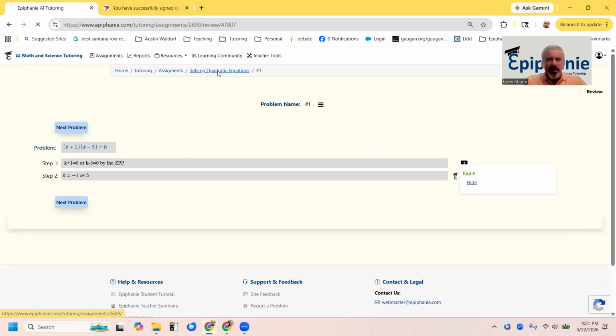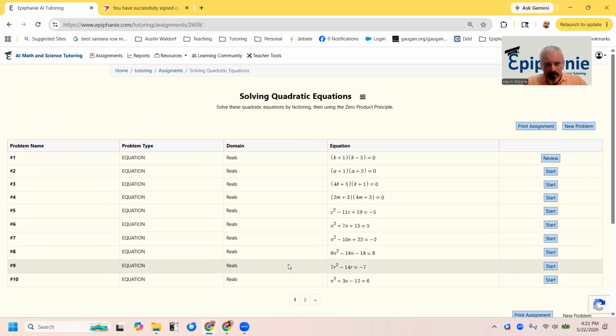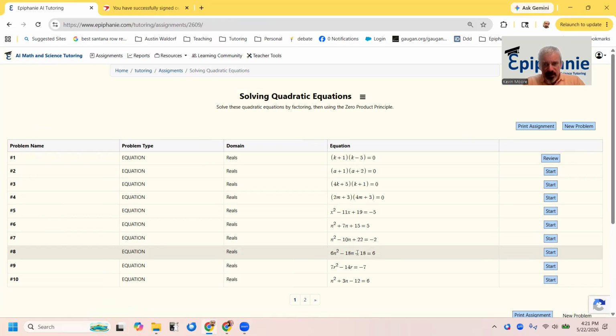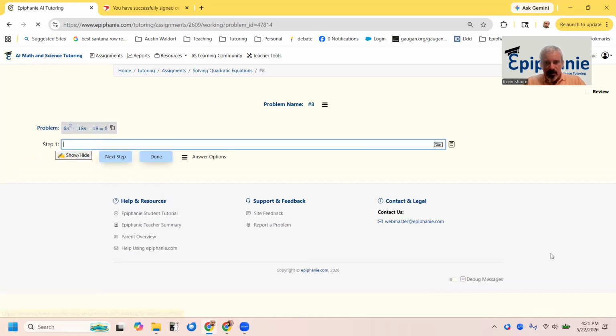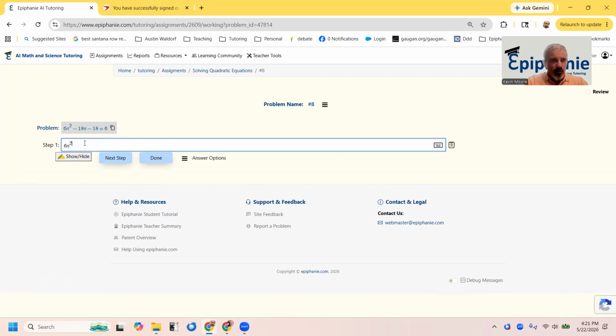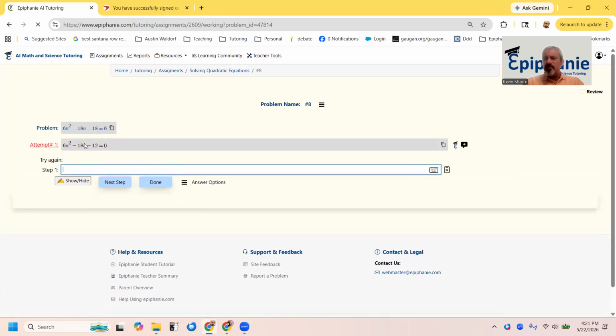I'm going to go back to the assignment and go to something a little bit trickier. Let's try this one here. So I'm going to start out by adding 6 to both sides. I get 6n squared minus 18n minus 12 equals 0. Oh, wait a minute. I made a mistake there.